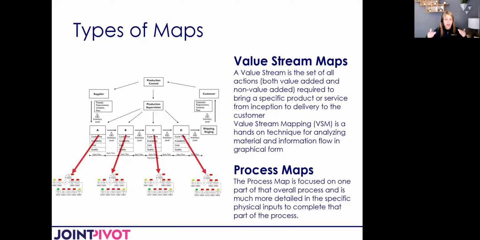So if I take a look at the level of detail we have in each of these maps, like I said, you may hear them used interchangeably, so it's always best to ask how much detail we actually need. From a value stream map perspective, those are really the high level 5 to 7 boxes that bring value to the end product or to the customer.